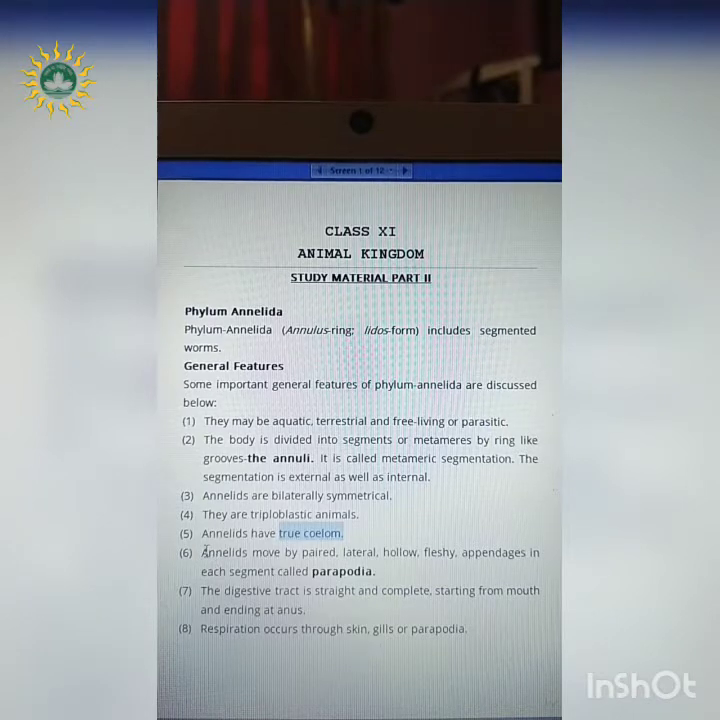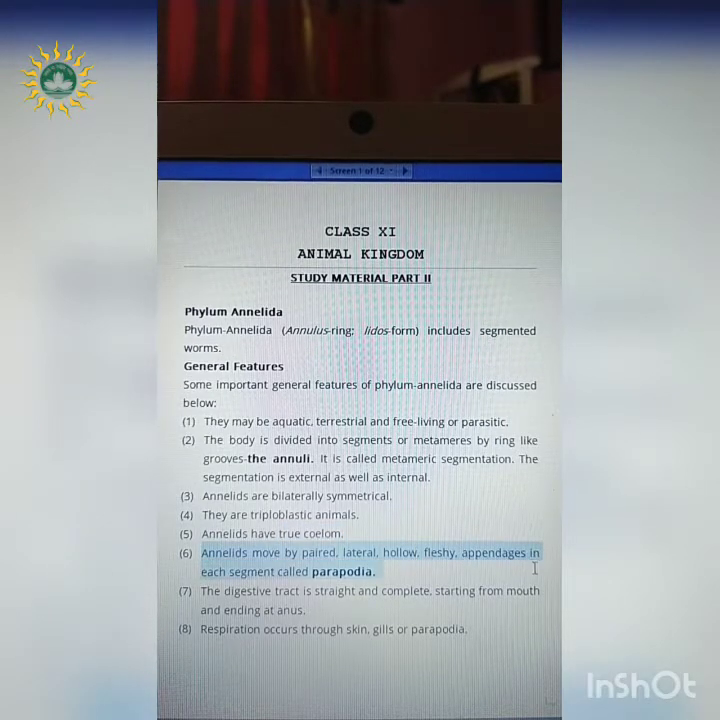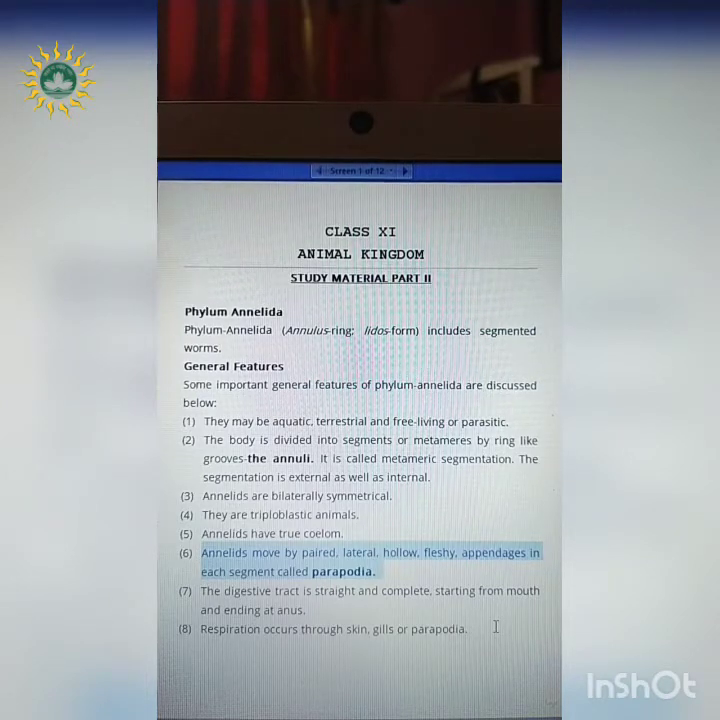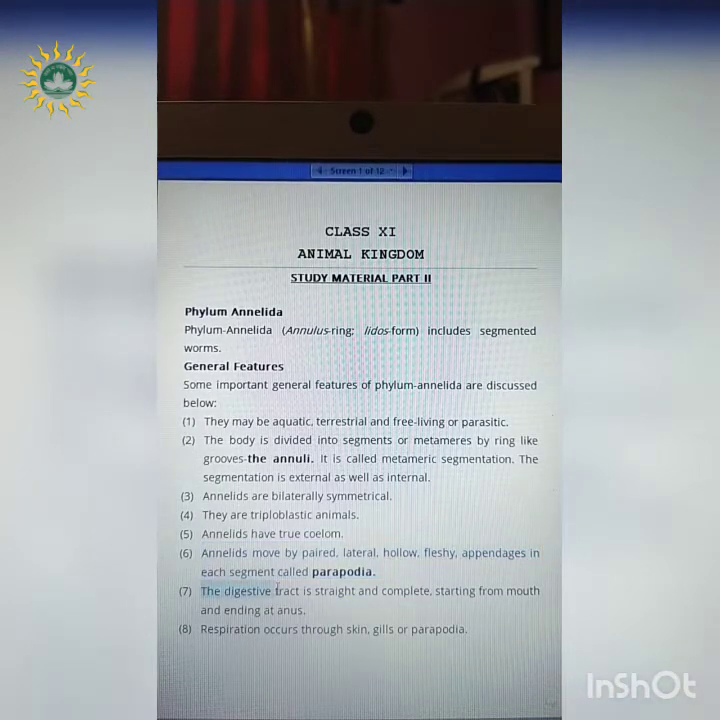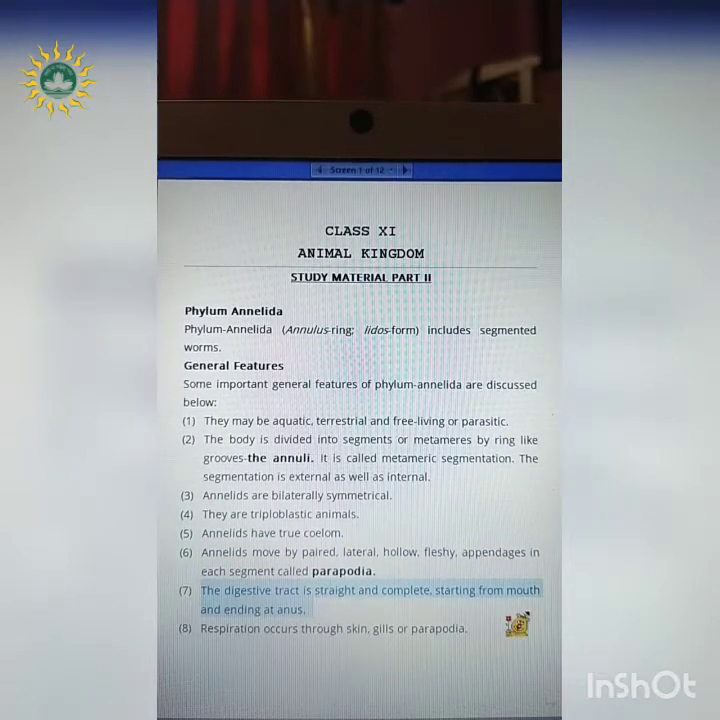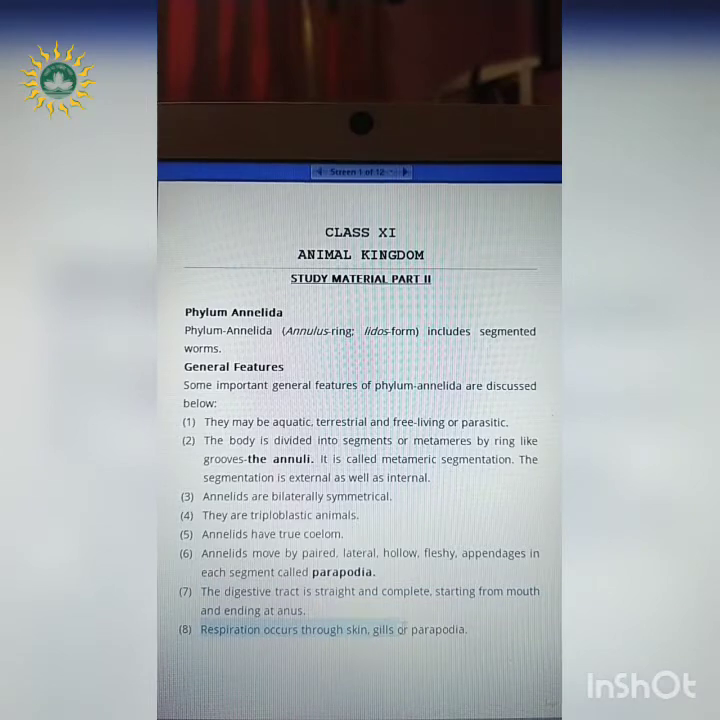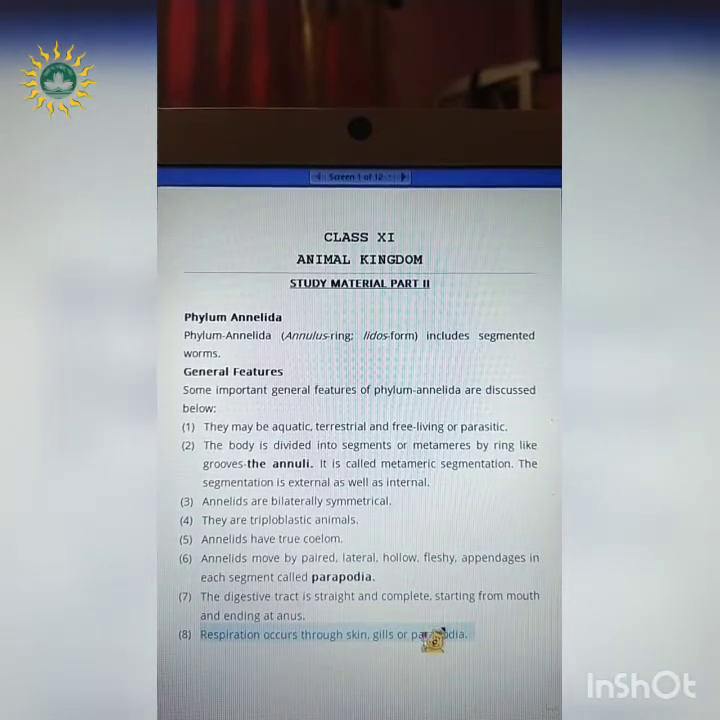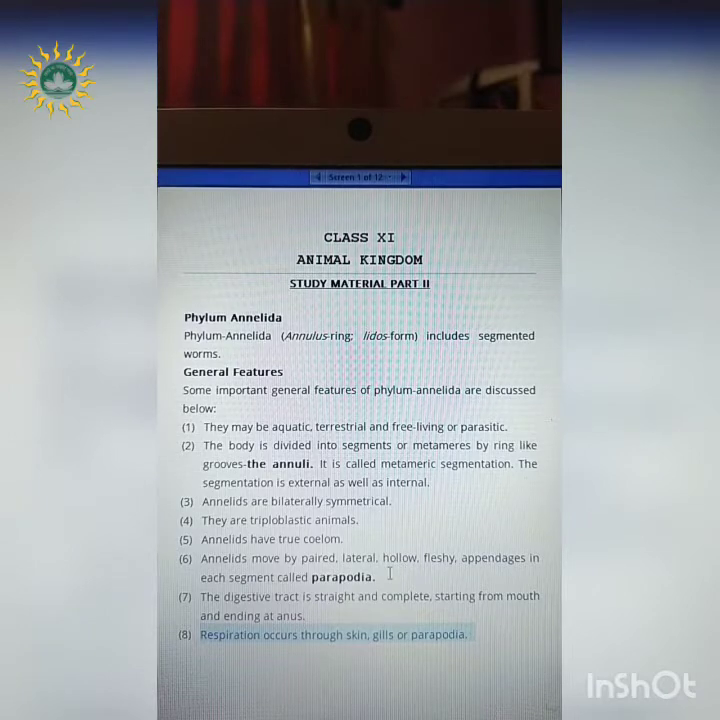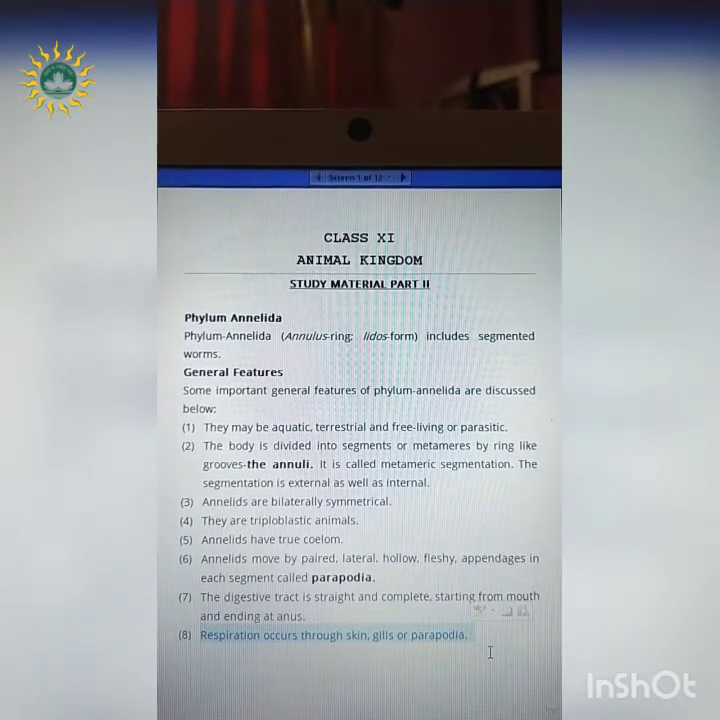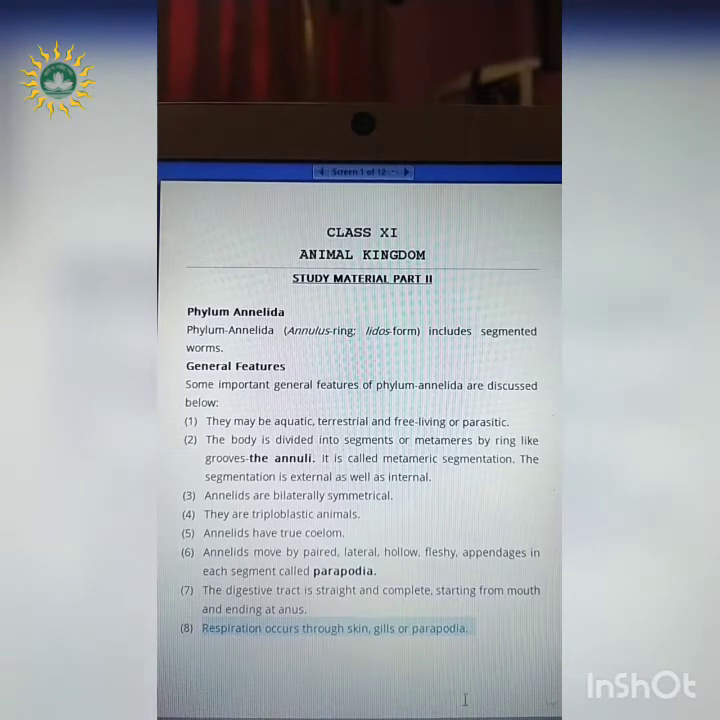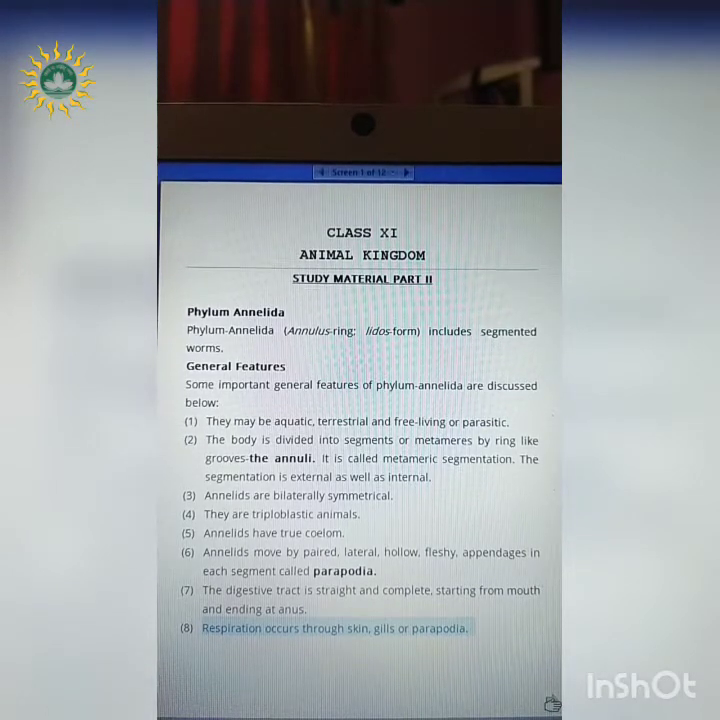The annelids move by paired lateral hollow fleshy appendages in each segment called parapodia. So this parapodia is the organ through which the annelids are able to move around. The digestive tract is straight and complete, starting from mouth and ending at the anus. Next, respiration occurs through skin, gills or parapodia. So parapodia has a dual function of both movement, as we have seen, as well as respiration. Other than parapodia, skin and gills are also present, which help in respiration.